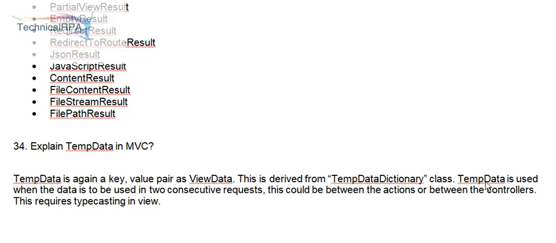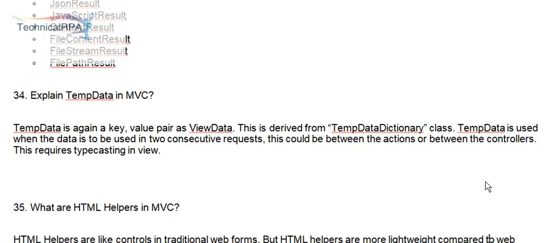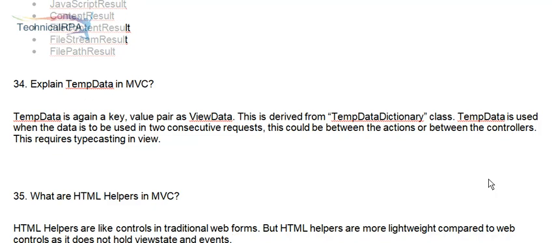34. Explain temp data in MVC. Temp data is again a key value pair, as view data. This is derived from the TempDataDictionary class. Temp data is used when the data is to be used in two consecutive requests. This could be between the actions or between the controllers. This requires typecasting in view.